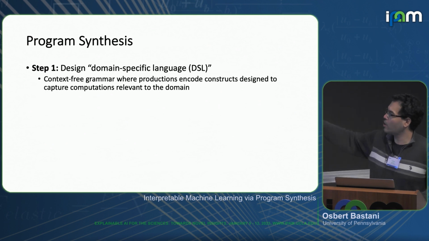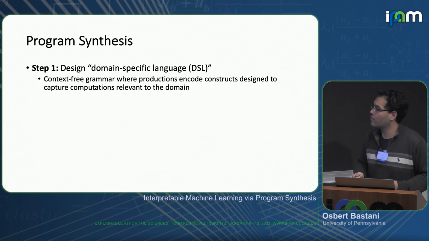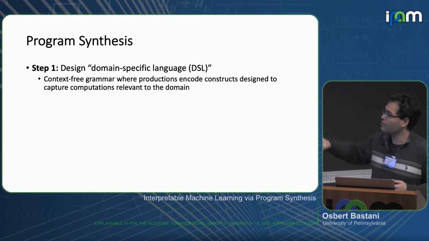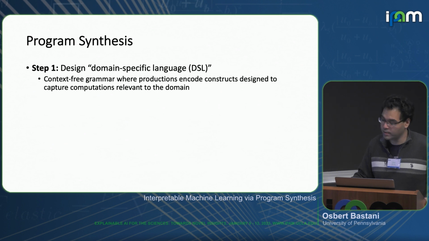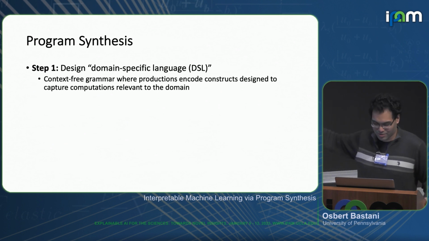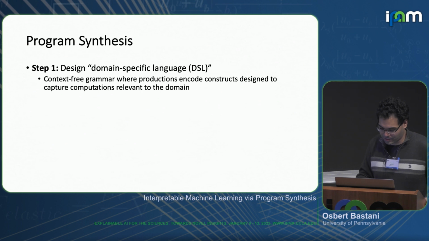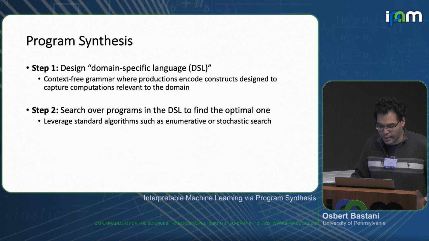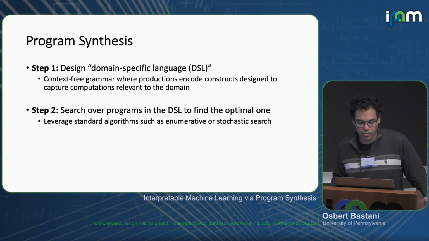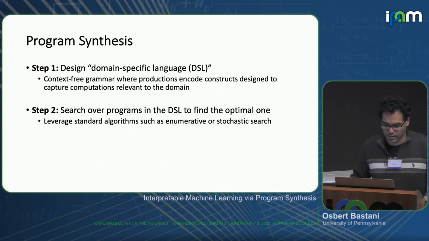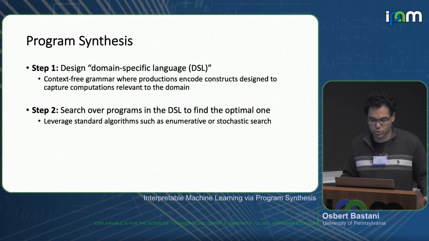And just formally, it's a context-free grammar where the productions in the grammar encode constructs designed to capture computations that are relevant to the domain. It doesn't matter too much. I'll give some examples of programs later in the talk that I think will make it more clear. And then the second step is the learning step where you search over programs in the DSL to find the optimal one. Typical search strategies include things like enumerative or stochastic search, which are similar to what you might use to find things like optimal rule lists or decision trees.